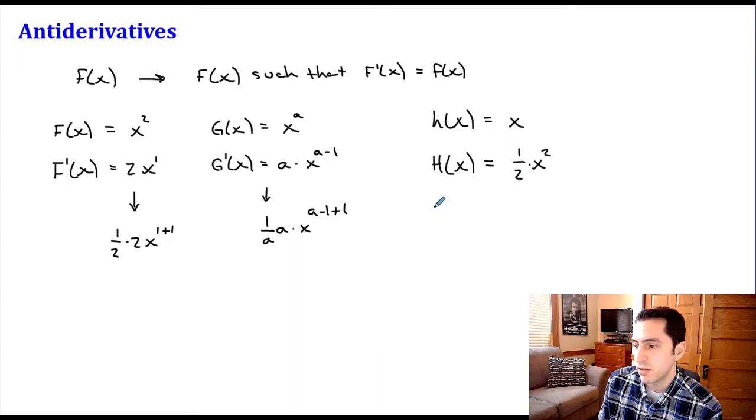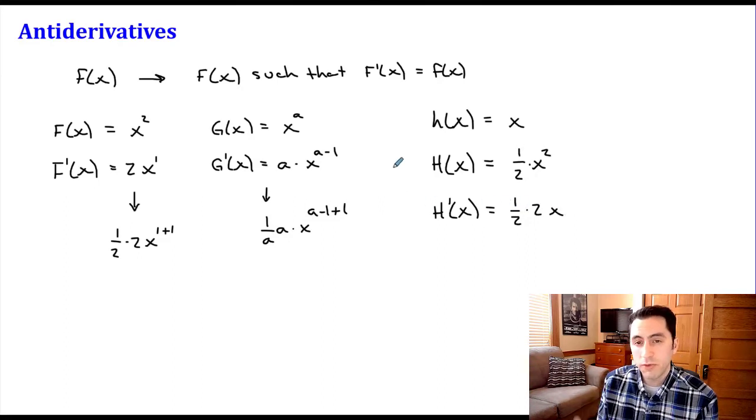Because now if I take a look at this, capital H prime of x, if I take the derivative, the 2 will come down. We subtract 1 from the exponent. The 1/2 and the 2 will simplify. And now we're looking at our function that we want. All right, so hopefully all of that clears some things up on how we find the antiderivative.